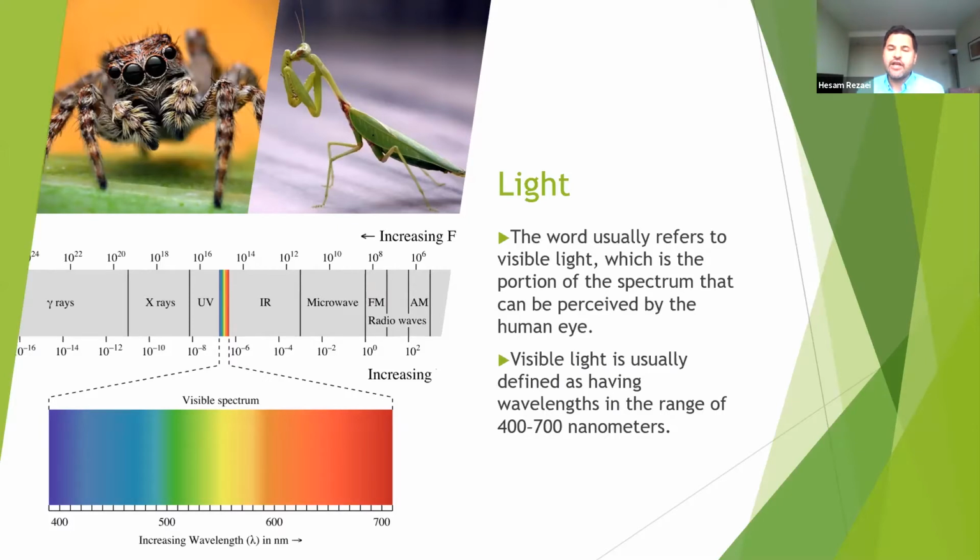Let's say something else. In the first sentence, the word usually refers to visible light, which is the portion of the spectrum that can be perceived by the human eye. So what does it mean? It means that there are some other creatures that may see differently. For example, these two creatures I just mentioned are the photograph of a praying mantis and a spider. These two creatures see differently.